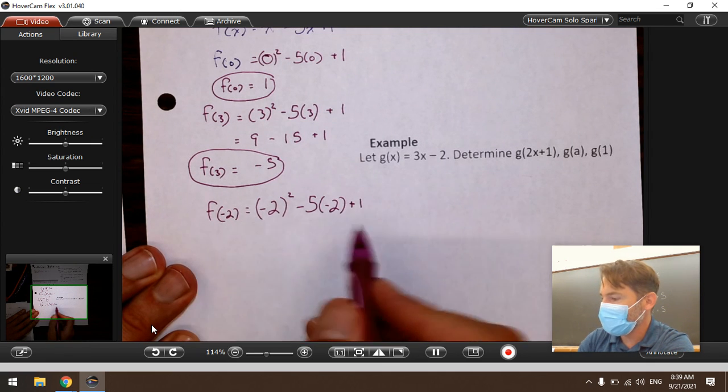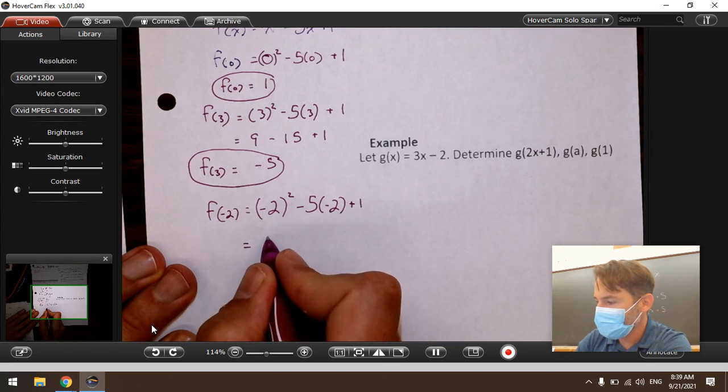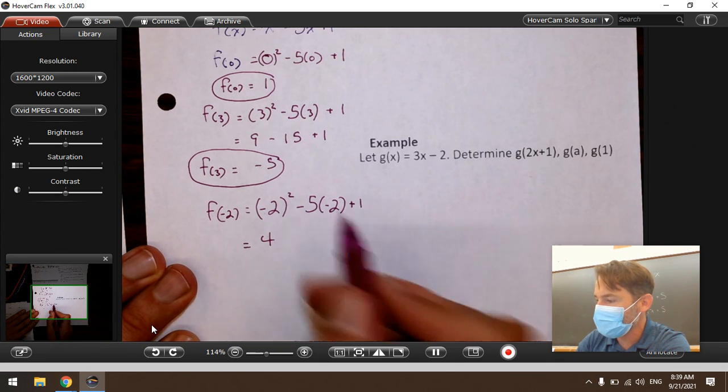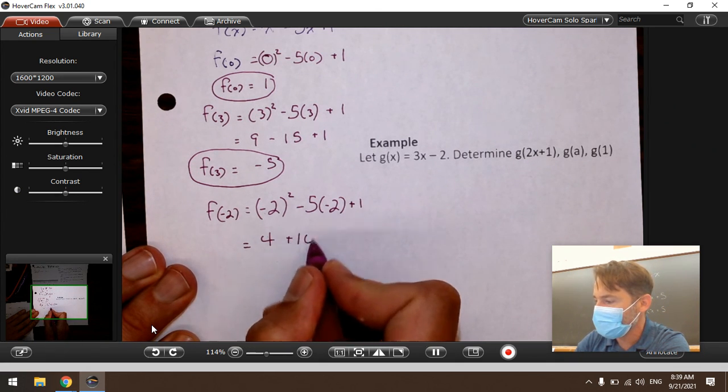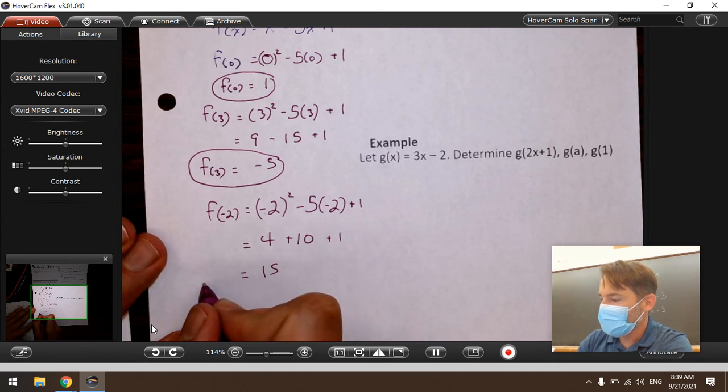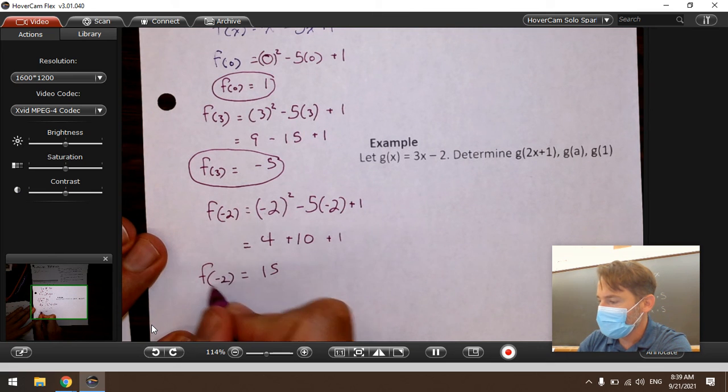Yeah. Okay, so then just evaluate. So this is equal to 4, because negative 2 times negative 2 is 4. Notice that the bracket makes a difference. Negative 5 times negative 2 is positive 10, and 1 is 1. So this is equal to 15. F at negative 2 is equal to 15.